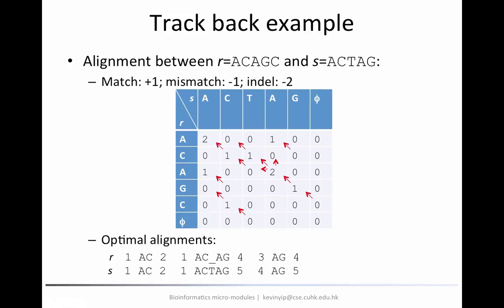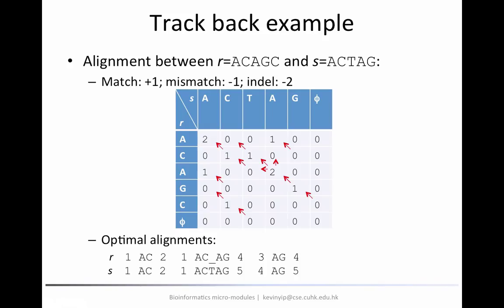For this cell, we see that there is still an incoming red arrow, so we can actually continue the traceback to go horizontal, which introduces a gap to the sequence R, and then we have 2 more diagonal edges. So in that case, we form the second alignment, involving the sequences from position 1 to 4 in R and position 1 to 5 in S. With that, we finish the traceback for the first occurrence of 2.